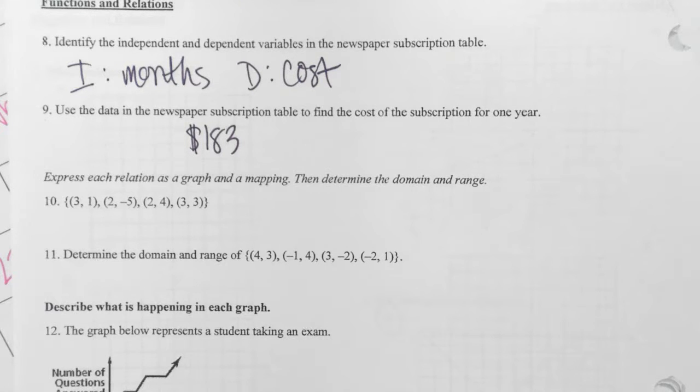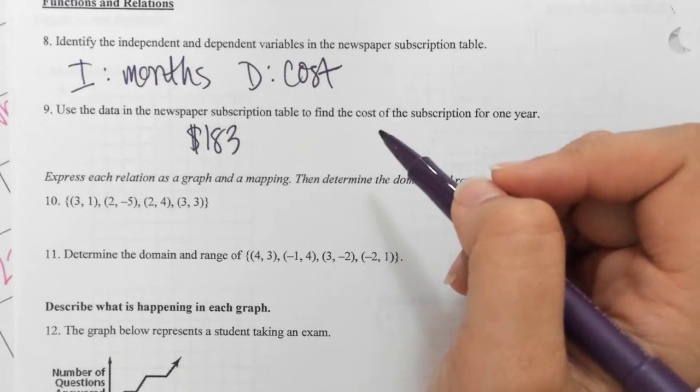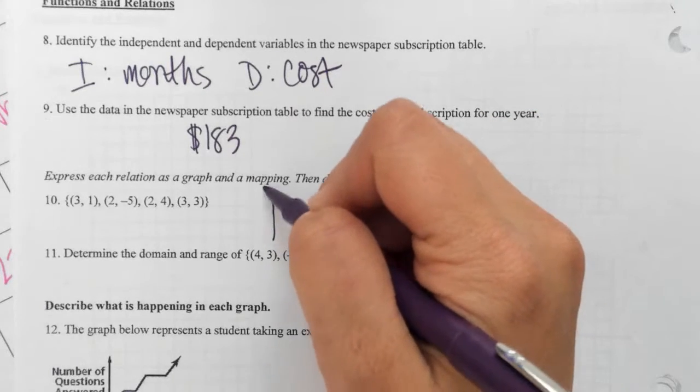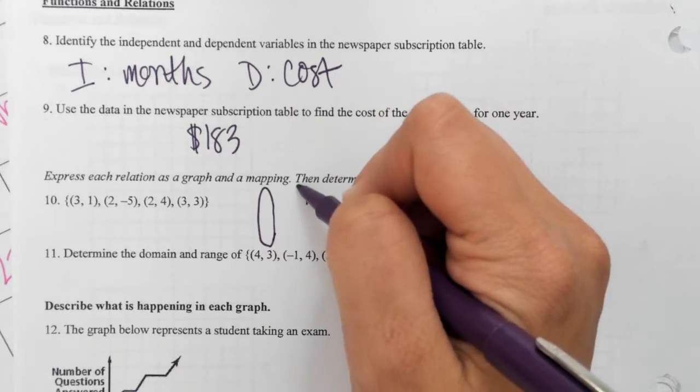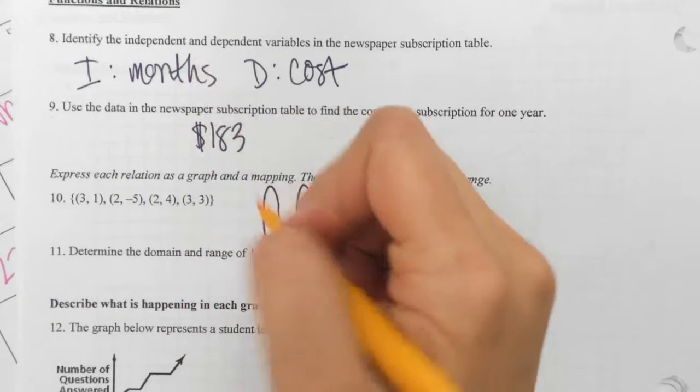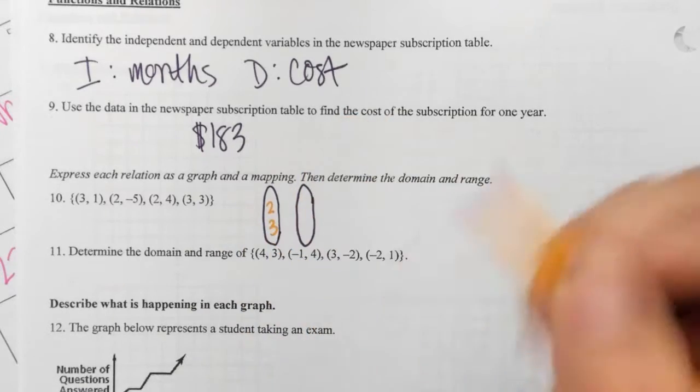Alright, express, oh, Blair. Speak English. I'm trying. Express each relation as a graph and a mapping. So I'm going to map it. I'm going to graph it because I don't have to. Sorry. Alright, so it's 2 and 3.